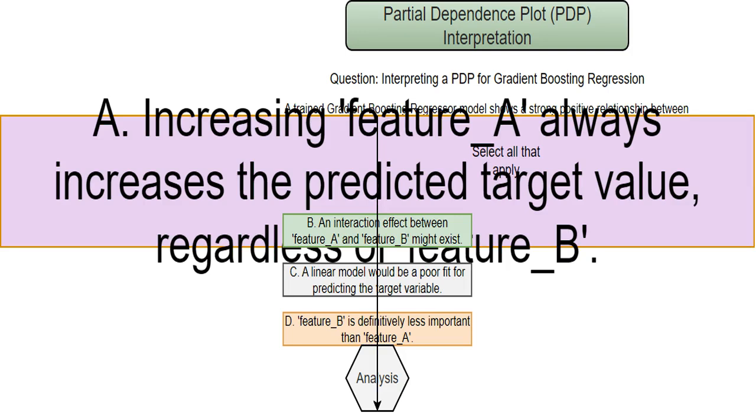This statement is too strong. While the PDP shows a positive relationship between feature A and the target variable, I need to remember that PDPs average over other features. The relationship may not hold true for all values of feature B because of potential interactions between features. Therefore, I can't assume this statement is always true.